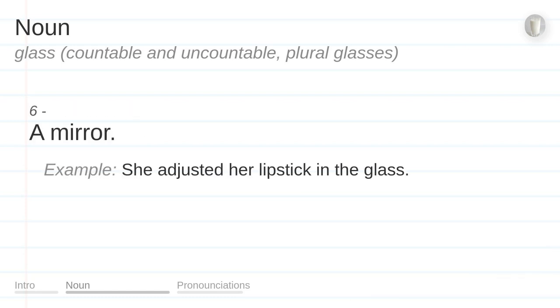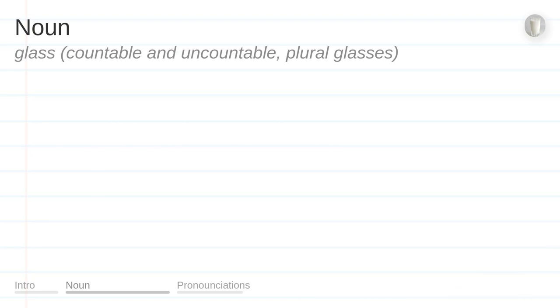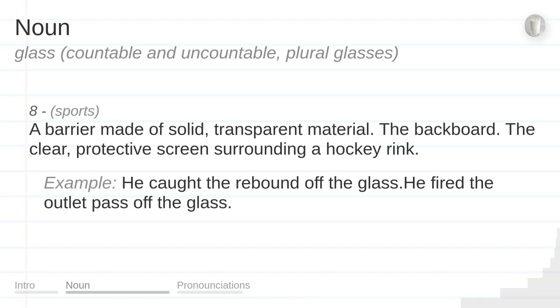A mirror. Example. She adjusted her lipstick in the glass. A magnifying glass or telescope. A barrier made of solid, transparent material. The backboard. The clear, protective screen surrounding a hockey rink. Example. He caught the rebound off the glass. He fired the outlet pass off the glass.